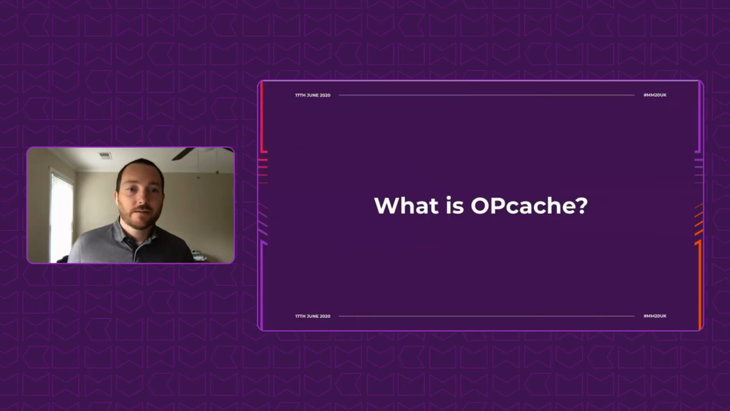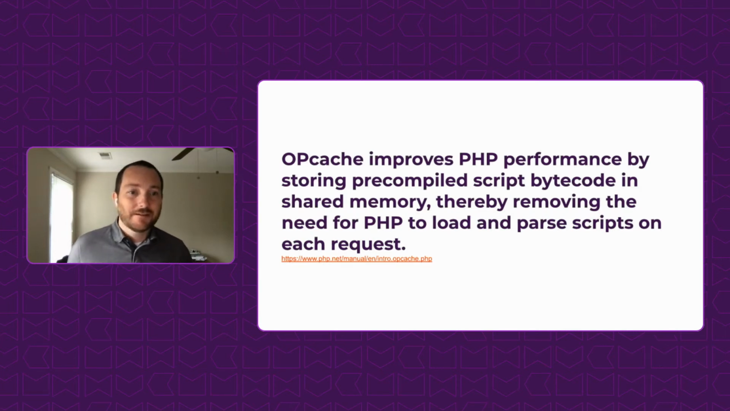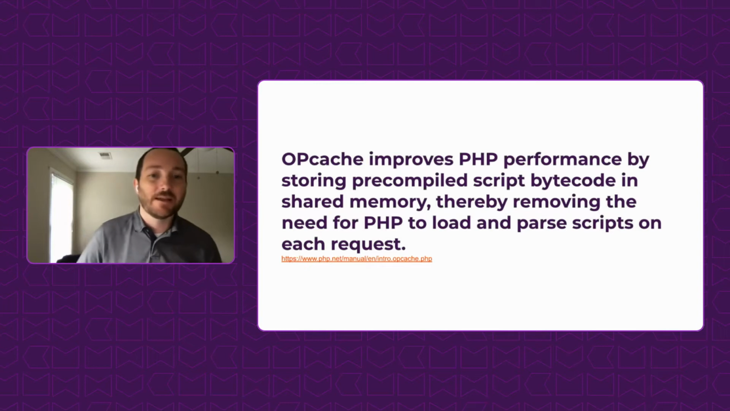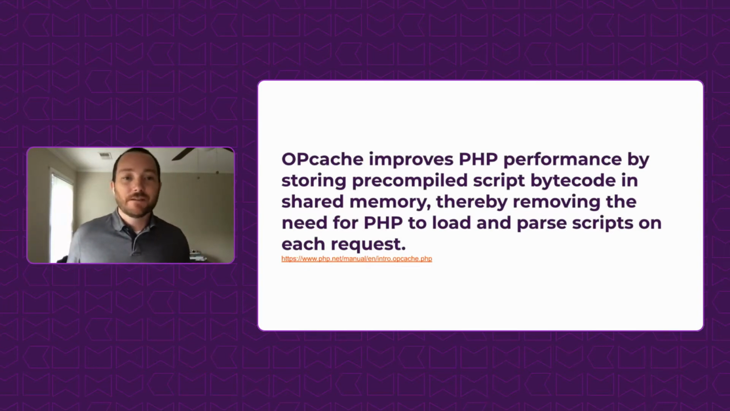Digging into what op cache is, I lifted this directly from the PHP manual. It improves the performance of PHP by taking the PHP scripts that the language is loading at runtime, compiling them down to bytecode and storing them in memory. So it takes your application code, compiles it down, stores it in memory, and then for each subsequent request, the language isn't going at runtime, reading the files from the file system, and compiling them down to bytecode for execution.